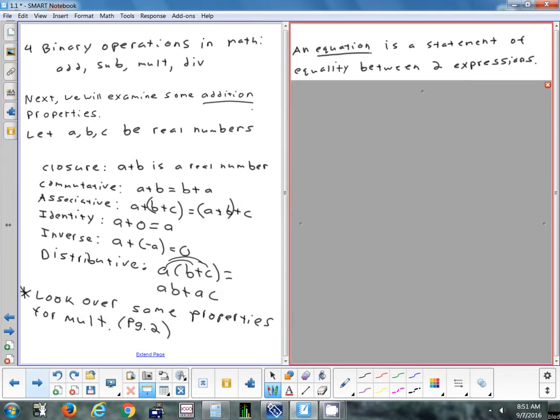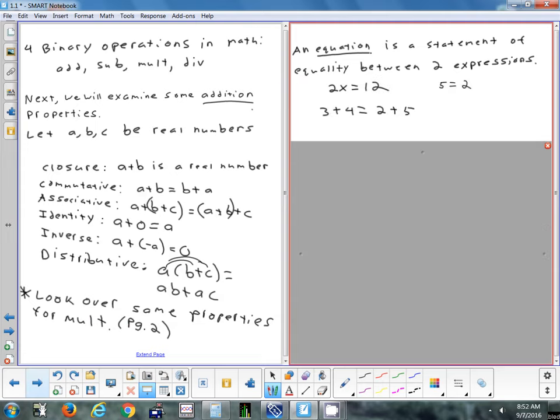Right, so an equation. Very simply, an equation is anything that has an equal sign in it. So you have something on the left, you have something on the right, and you put an equal sign between them. This is 3 different types of equations right here. The first one is called a conditional equation. It's an equation that could be true if you pick the right value for x. 2 times something equals 12.